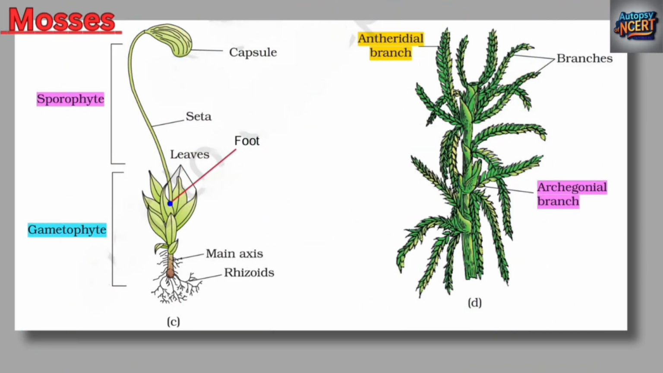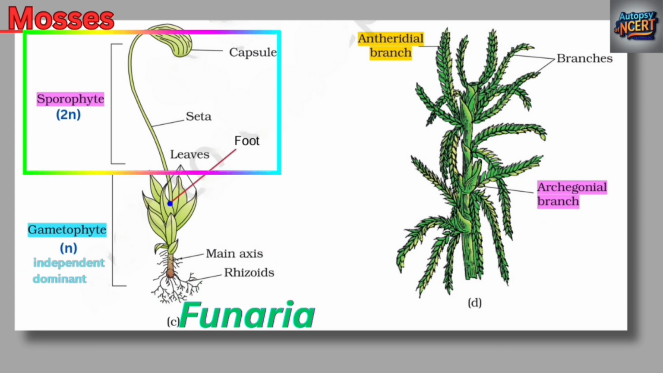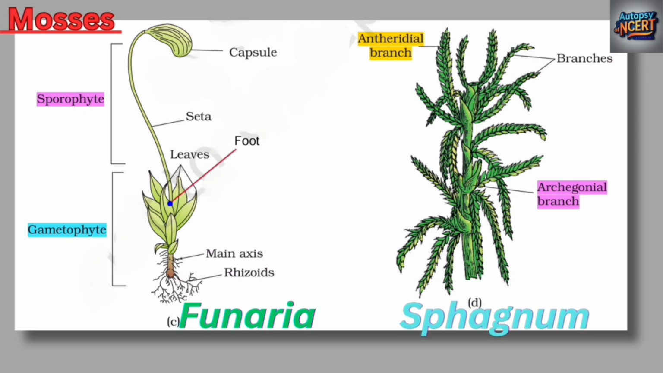Mosses. Funaria. Gametophyte, independent, dominant. Rhizoids, main axes, leaves. Sporophyte, dependent. Foot, seta, capsule. Sphagnum. Branches. Antheridial branch. Archegonial branch.